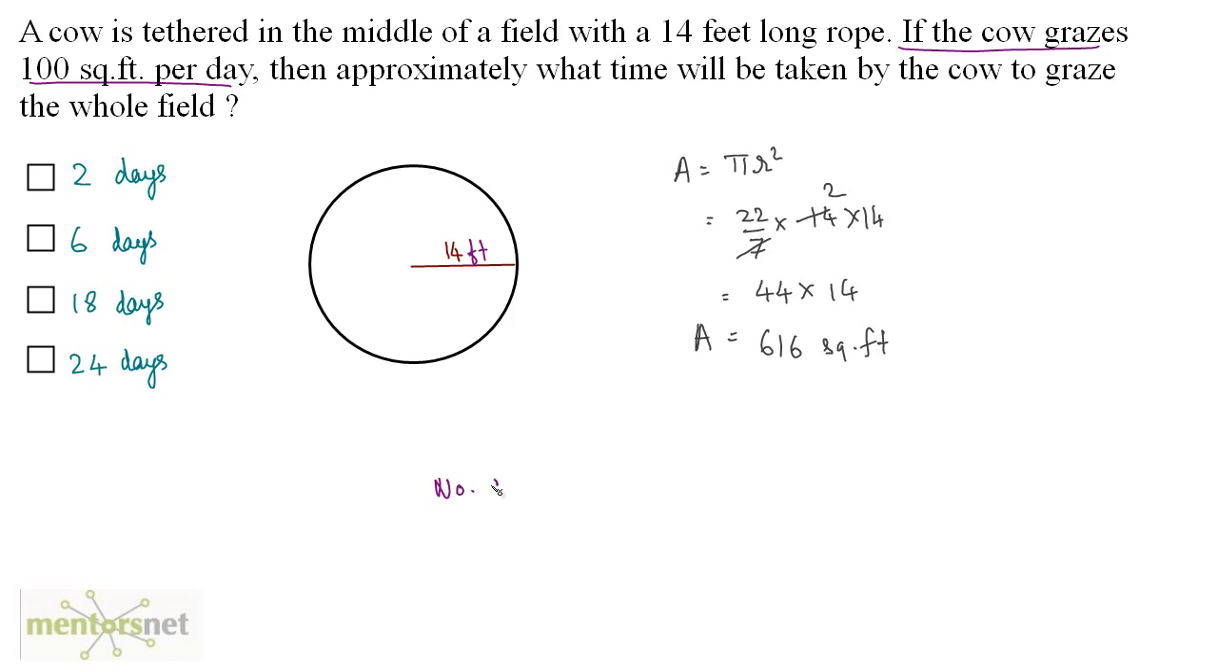So the number of days required will be equal to the total area divided by the area grazed in one day. So 616 by 100, and that's equal to 6.16. So approximately it is equal to 6 days, right? So the time taken to graze is 6 days. Option B.